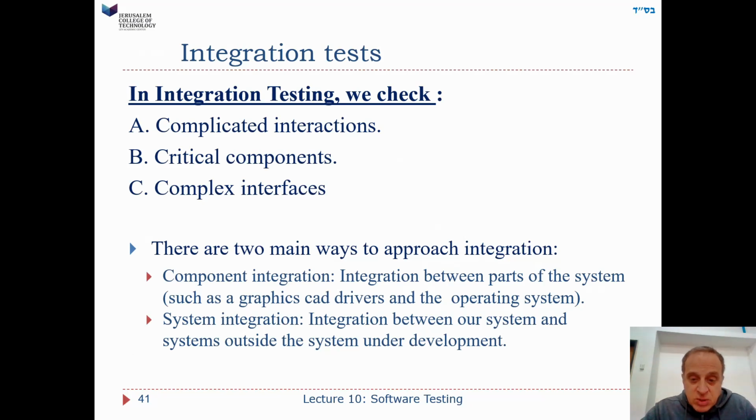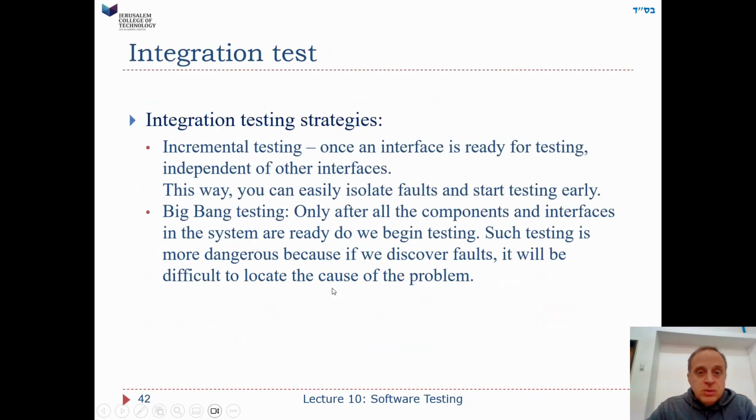System integration: integration between our system and systems outside the system. In other words, there are two parts of integration. There's internal integration, with the different parts and the operating system, let's say. And the other is integration with external systems, like, it has to work with the Internal Revenue Service or something. Those are two different aspects of integration.